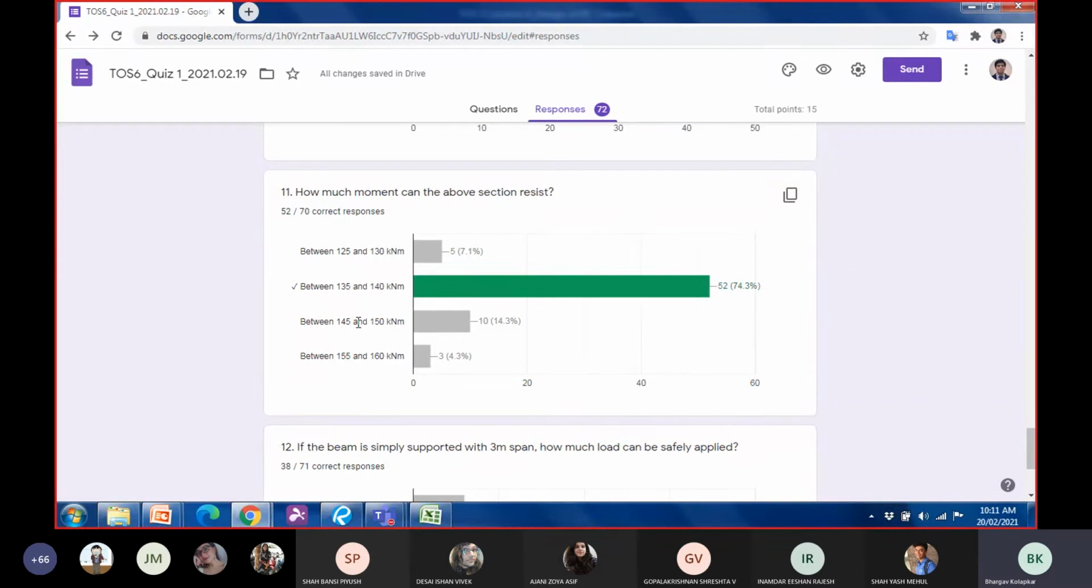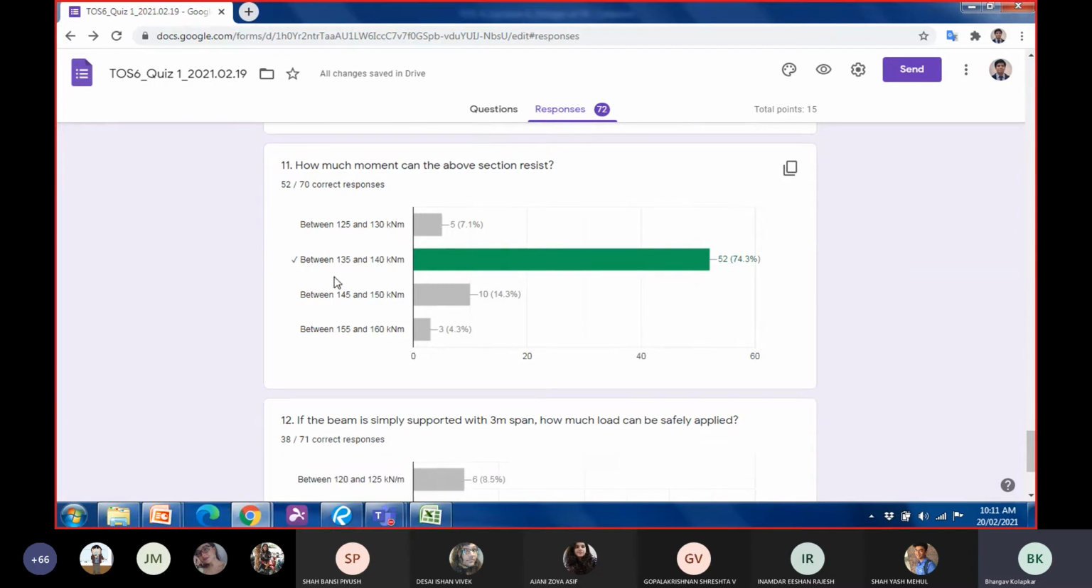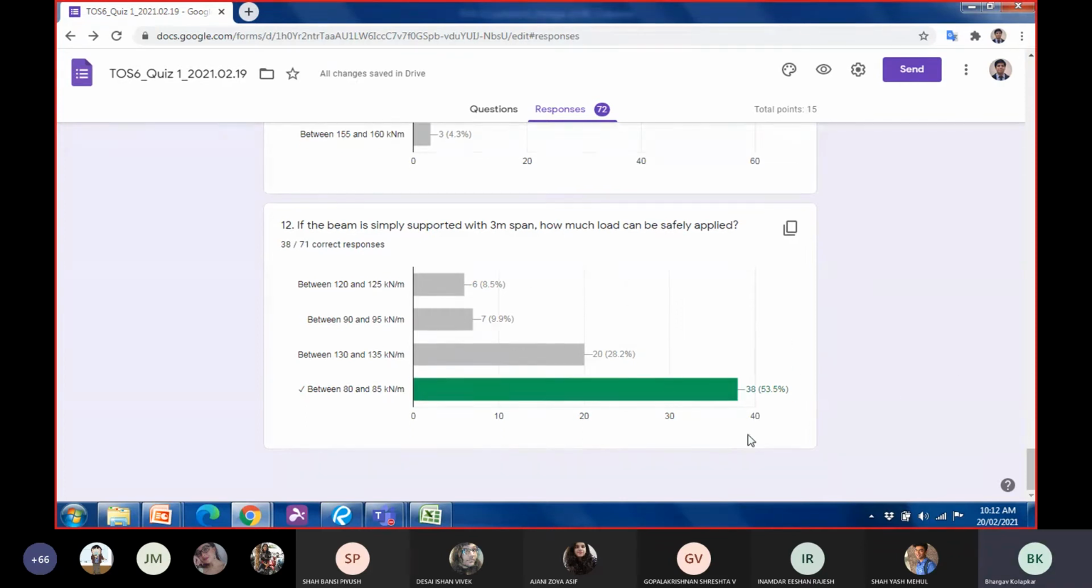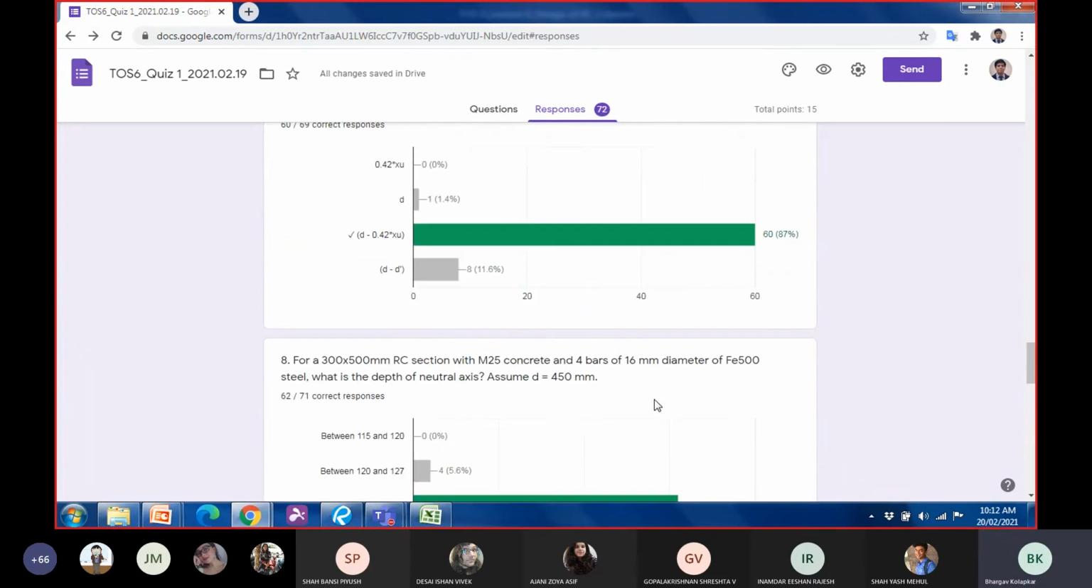How much moment can the above section resist? Again, very straightforward. You just had to plug in the values in the formula for moment of resistance. Now, a lot of you have selected 130 to 135 kilonewton meter. I suppose you did not divide it by 1.5, because when the question is how much load it can safely apply, we always have to calculate the service load. So make sure that you divide it by 1.5 to get the final value. But fortunately, more than 50% of you have got it right, which is good.